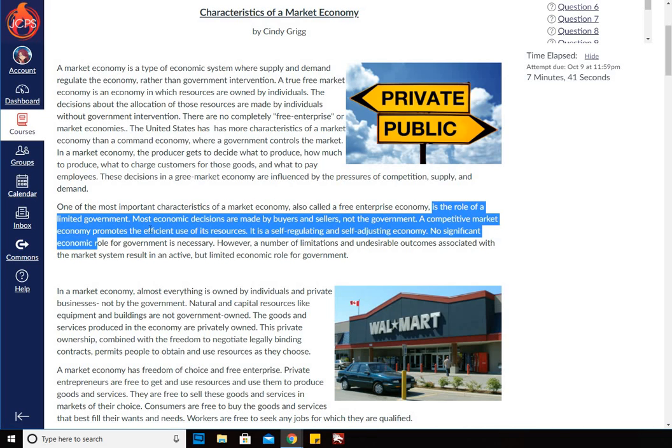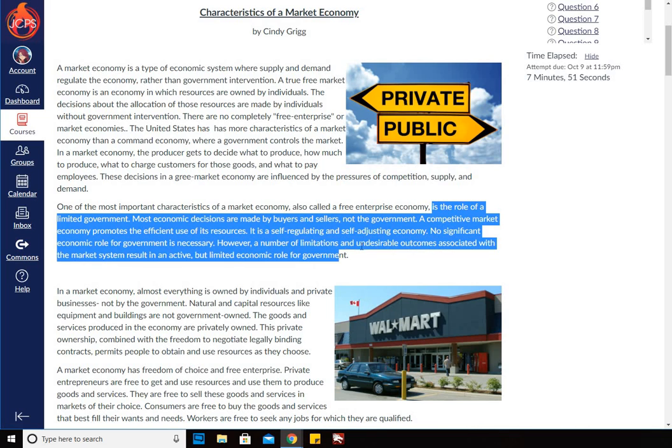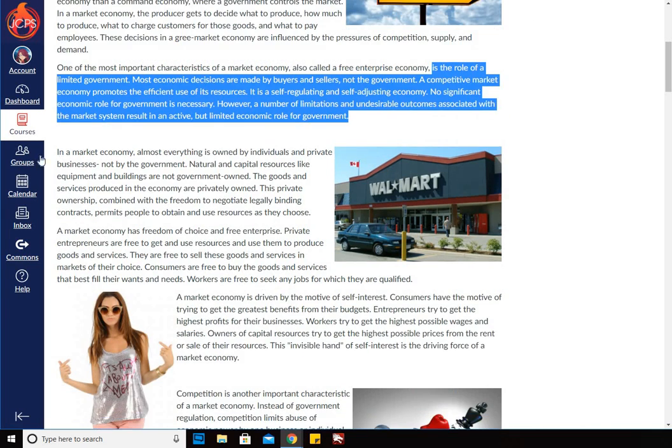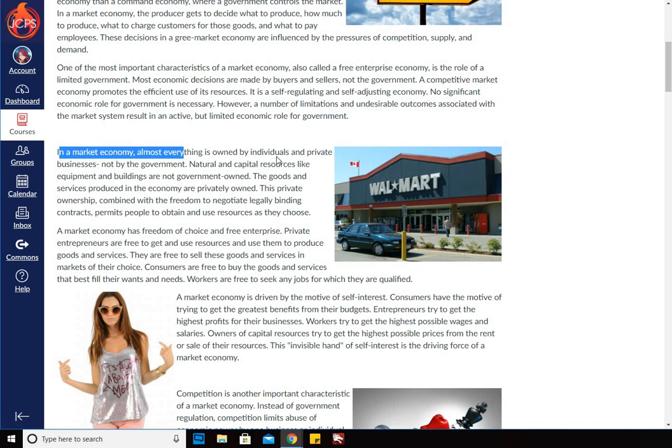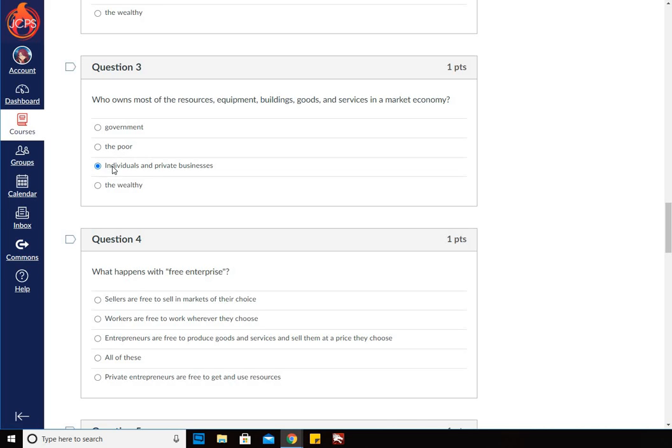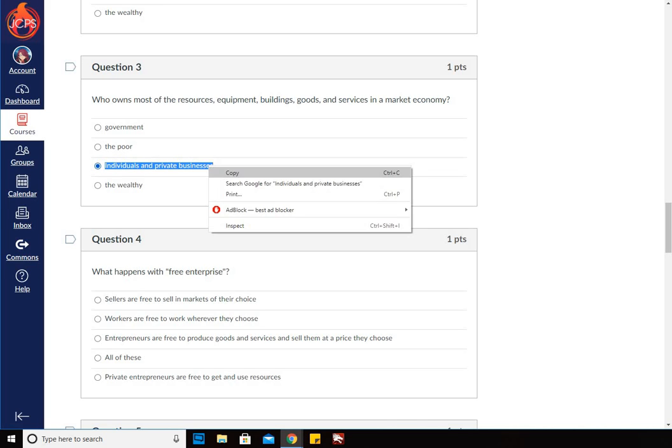A competitive market economy promotes the efficient use of its resources. It is a self-regulating and self-adjusting economy. No significant economic role for government is necessary. However, a number of limitations and undesirable outcomes associated with the market economy result in an active but limited economic role for government. In a market economy, almost everything is owned by individuals and private businesses, not the government. So, number 3 is individuals and private businesses.